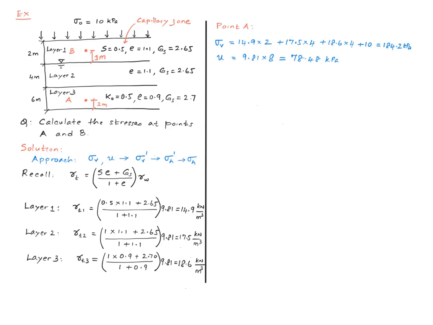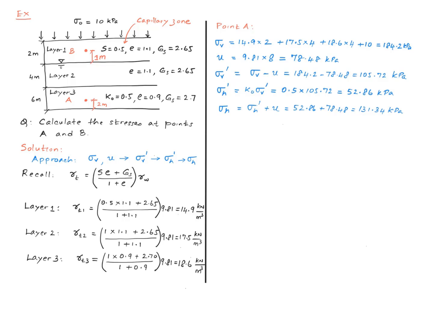The depth of point A from the water table is 8 meters. So now you multiply 8 meters by the density of water in order to calculate the pore water pressure at point A, which works out to be 78.48 kilopascal. Subtract one from the other to get the effective vertical stress at point A. K naught for layer number 3 is given as 0.5. So you multiply the effective vertical stress by 0.5 in order to get the effective horizontal stress at point A. Now you add pore water pressure to it to get the total horizontal stress.